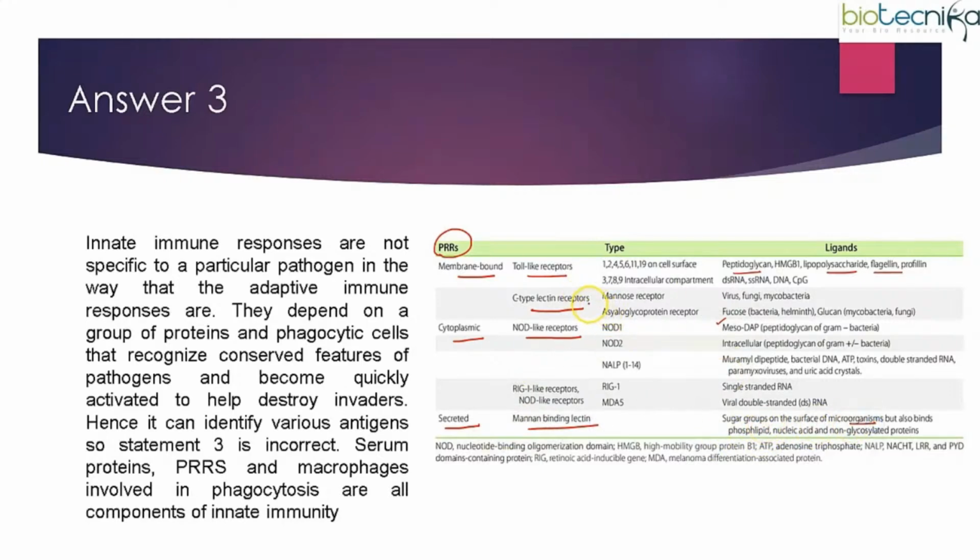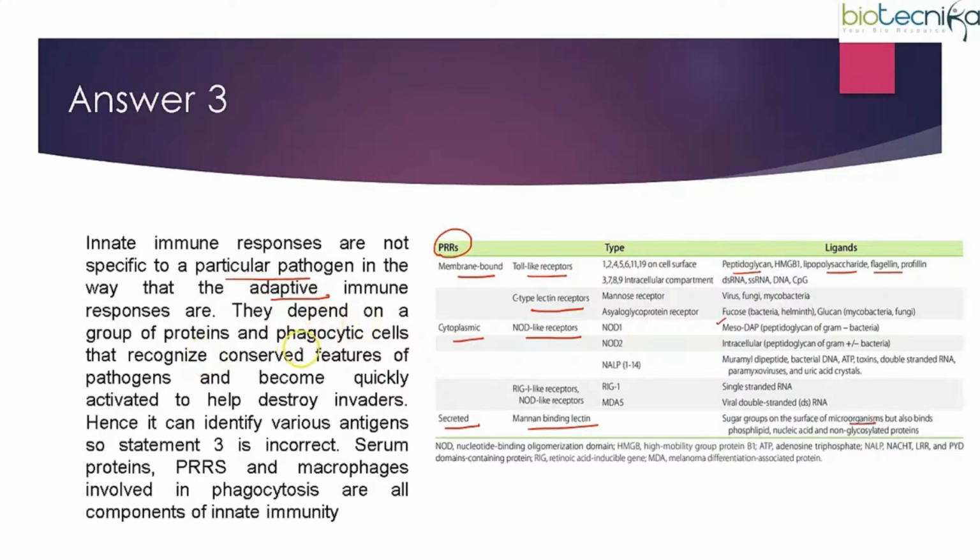So this table you all can go through in detail and try to memorize, where you have the characteristics, the PRRs, the different types of PRRs, and the ligands. These innate immune responses are not specific to a particular pathogen, whereas the adaptive immune response is specific. So that is why option 3 is not correct.